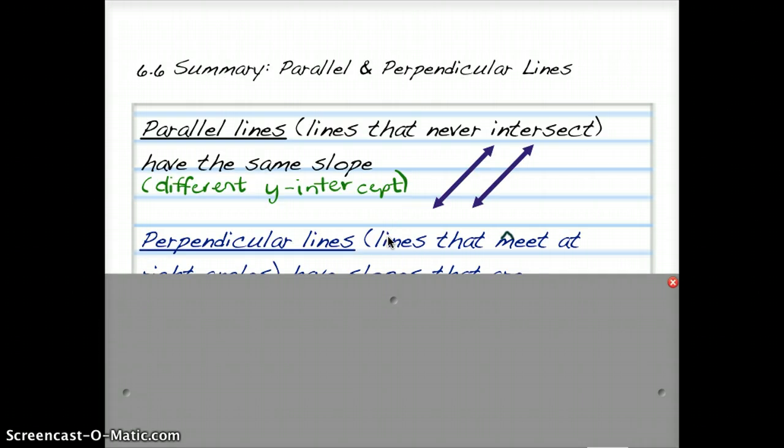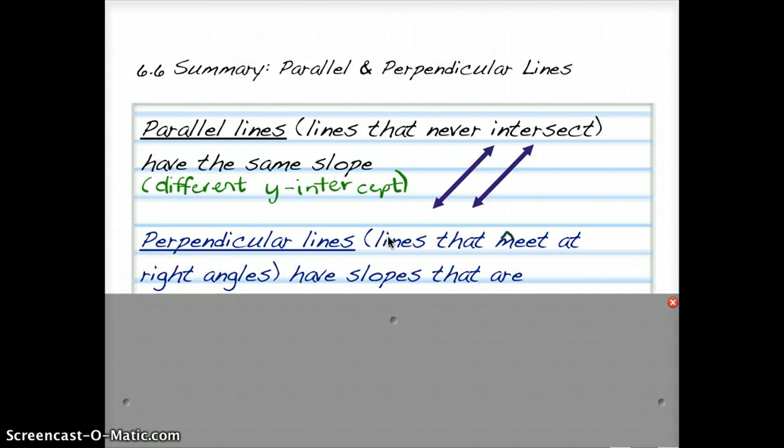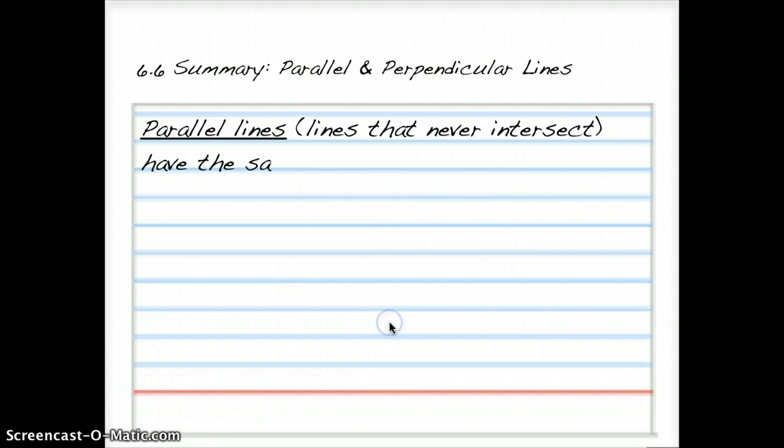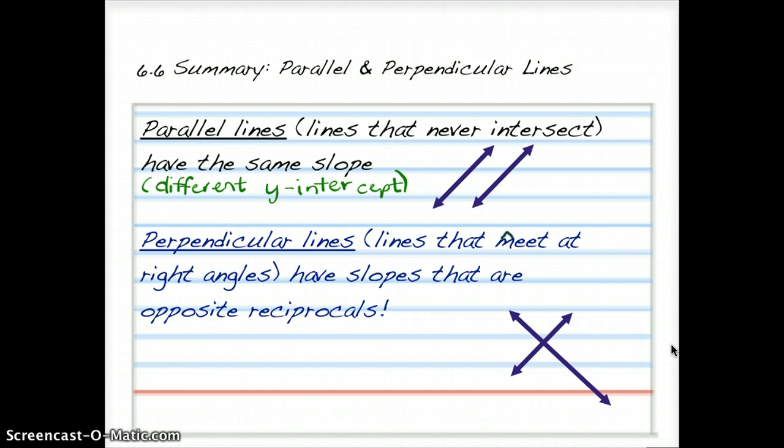Perpendicular lines, those are lines that meet at right angles or at 90-degree angles. And they always have slopes that are opposite reciprocals. So here's an example of some perpendicular lines, and their slopes are opposite reciprocals, which means, like if the first one has a slope of 2/3, the opposite of 2/3 is negative 2/3. The reciprocal of 2/3 is 3/2. Put those both together, it's negative 3/2. Those are examples of opposite reciprocals. And they should multiply to equal -1, if you want another way of looking at it.